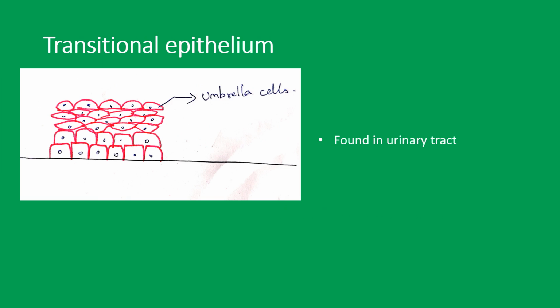Transitional epithelium is a unique type of epithelium found in the urinary tract. It has a layer of umbrella cells outside, which gives extra protection.